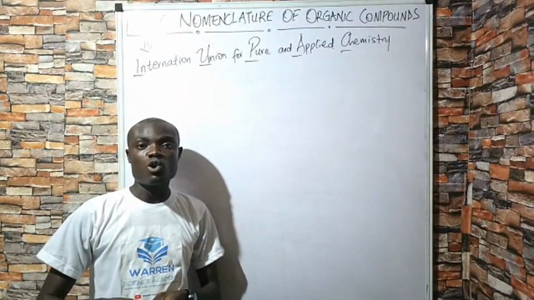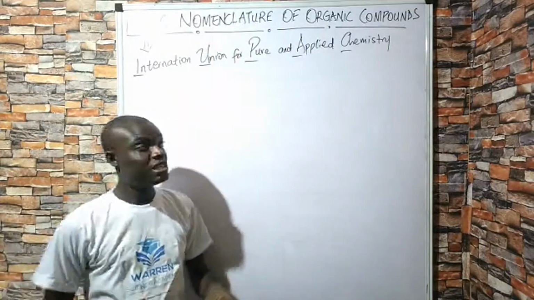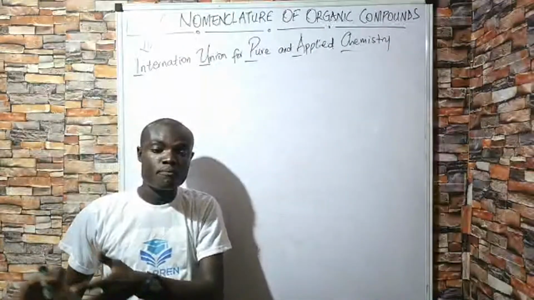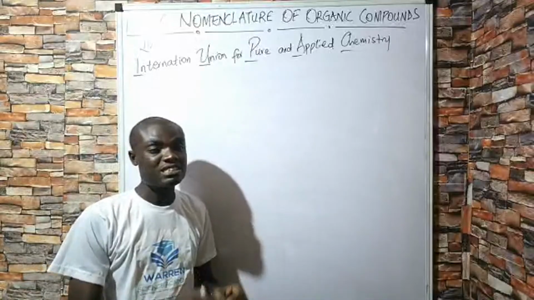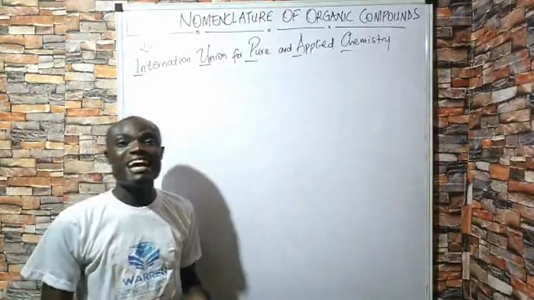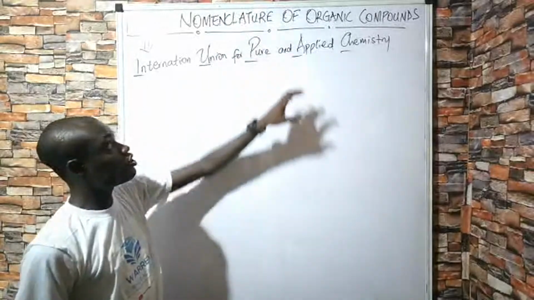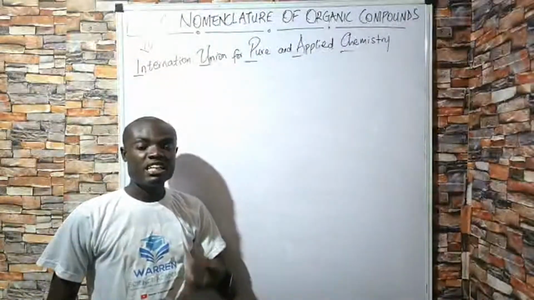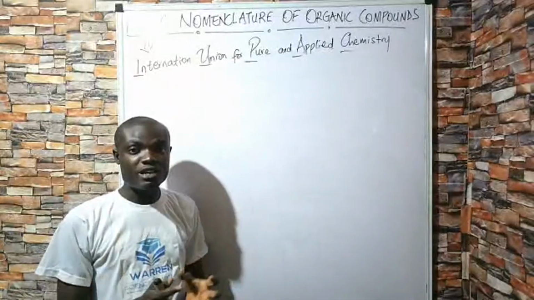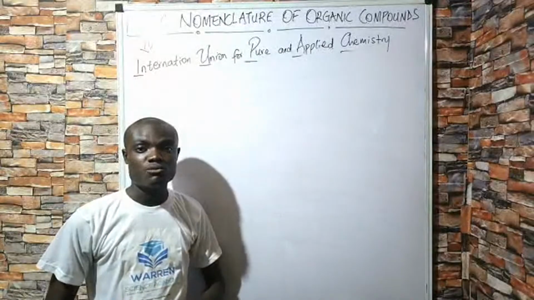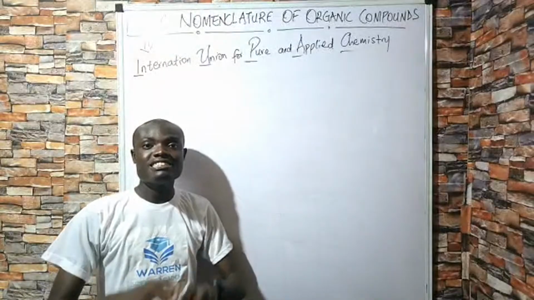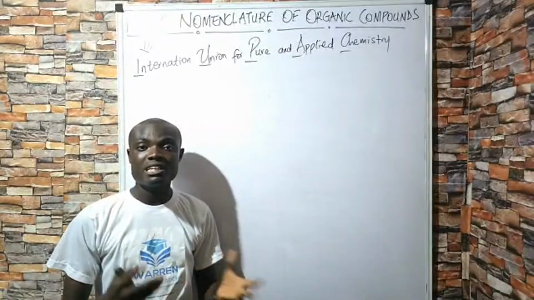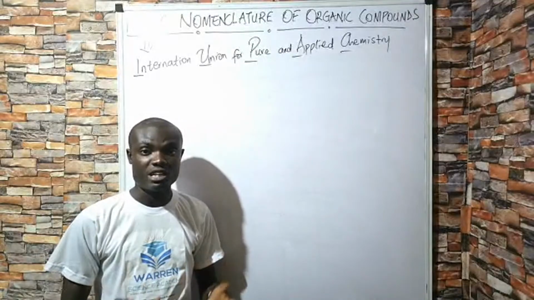Already, we have an old system of naming. Then the IUPAC system is a new system of naming, and that new system is determined by IUPAC. In this class, we are going to look at the naming of organic compounds, which is a section of organic chemistry. In organic chemistry there are a lot of things we have to talk about, but we are just going to look at how we can name compounds, just the basics.